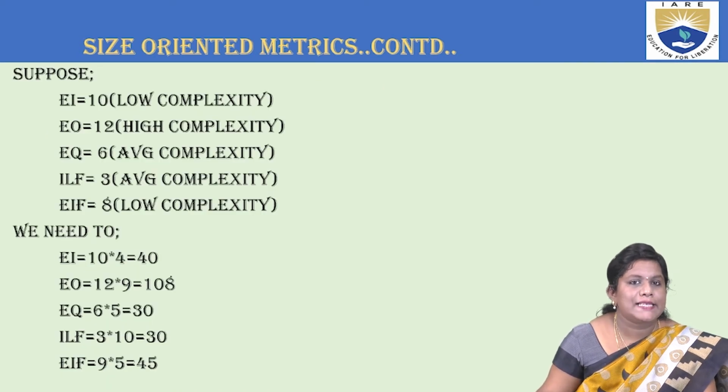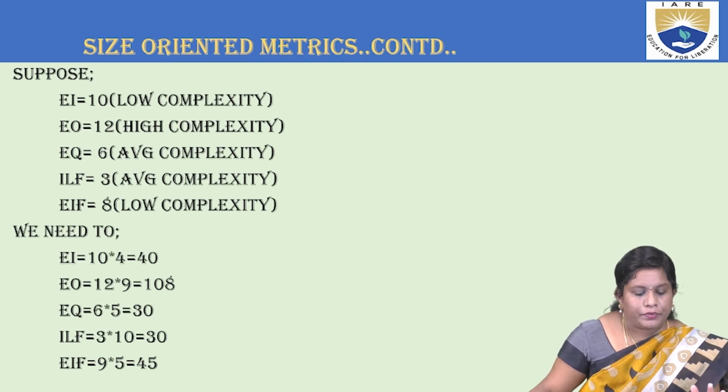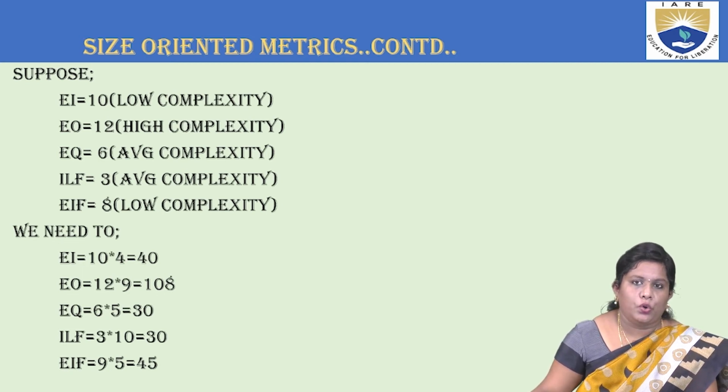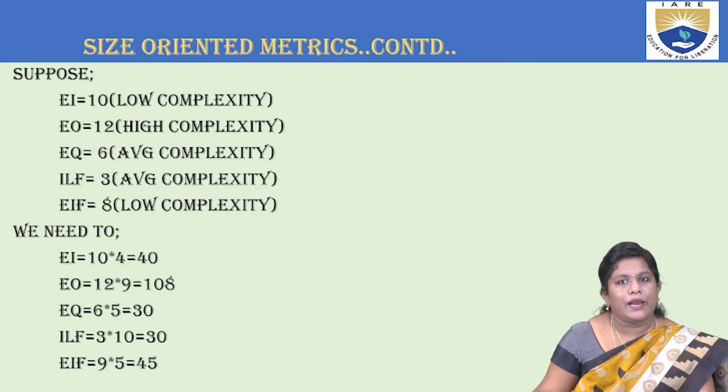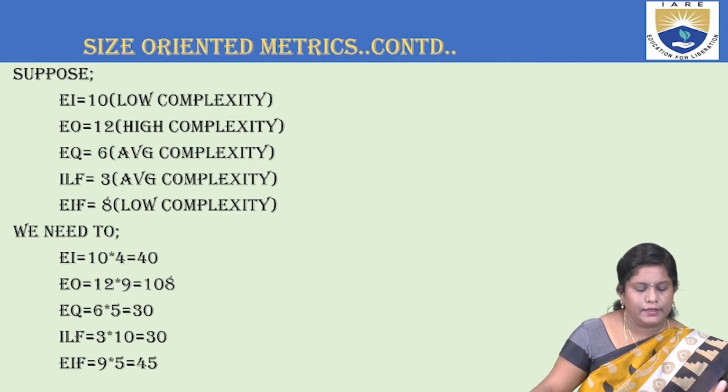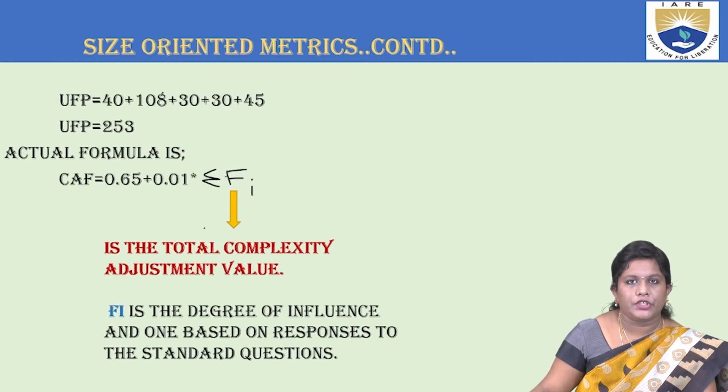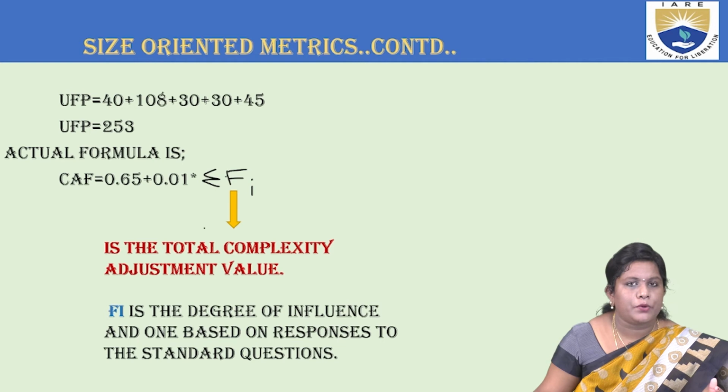And the last one, that is EIF, external interface file, is 8 of low. So, what is 8 of low in the last field? It is the 5. So, you have 8 into 5 is 40, yeah. Right? You calculate the relevant features. Then what do we do? The values obtained on the top are summed up together, and it gives us UFP. UFP stands for unadjusted function point.